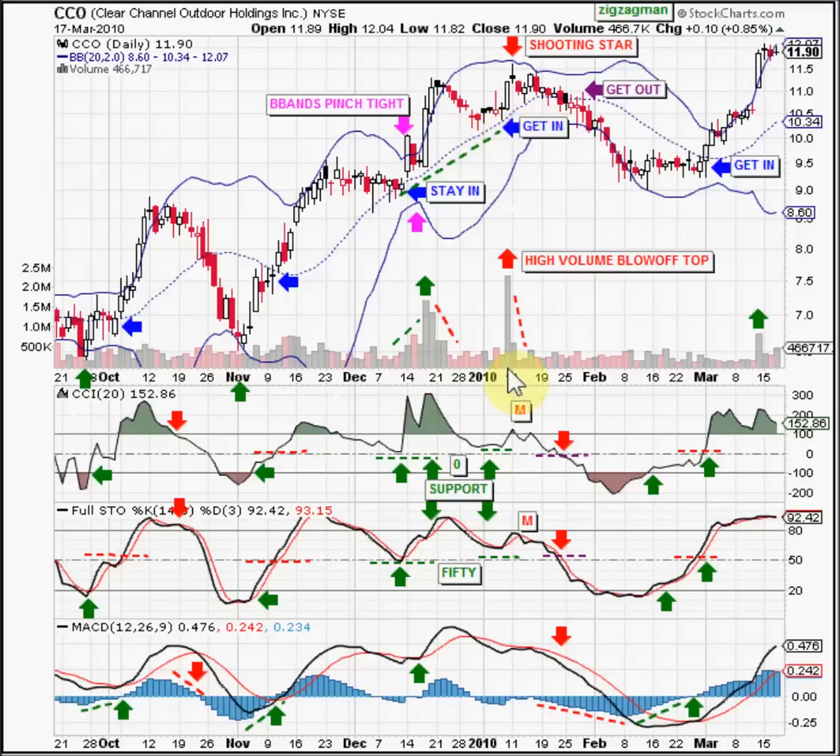So on this one, here you go again. You can get in again when he finds support at the middle Bollinger Band as the CCI bounces up off of 0, as stochastics drops almost to 50 and bounces again. Okay? Now, the MACD didn't do a whole lot that time. Okay, so now we're looking at losing support at the middle Bollinger Band.